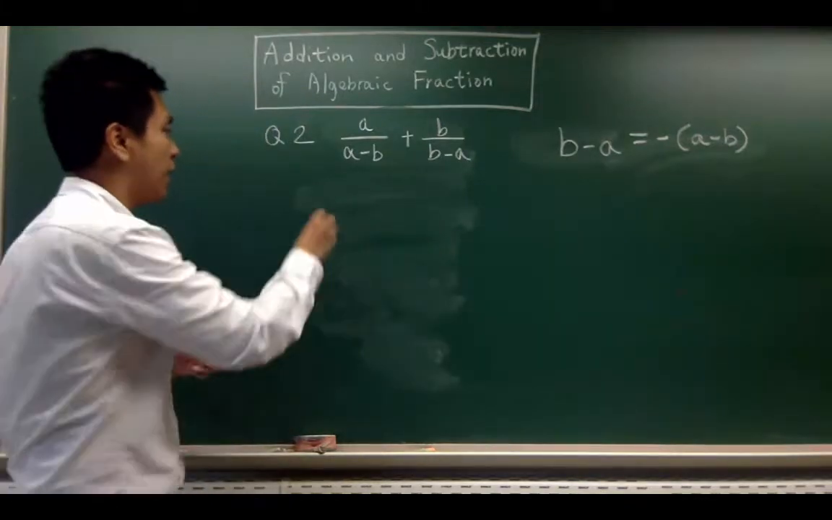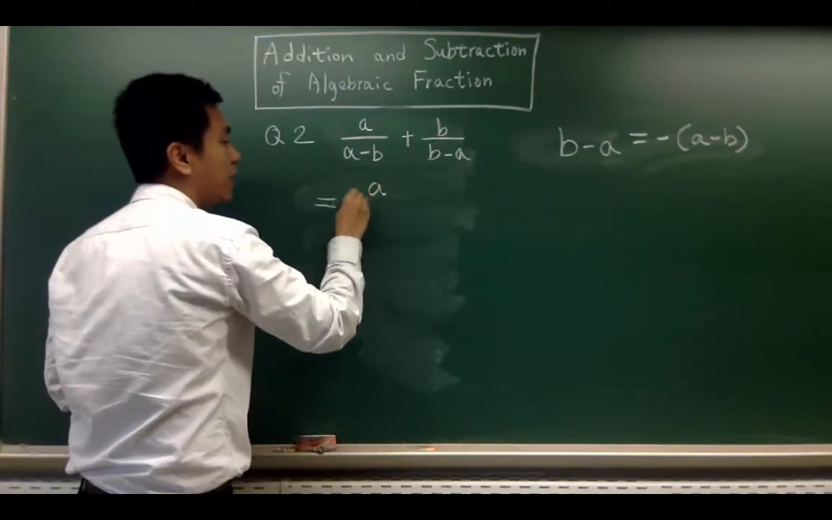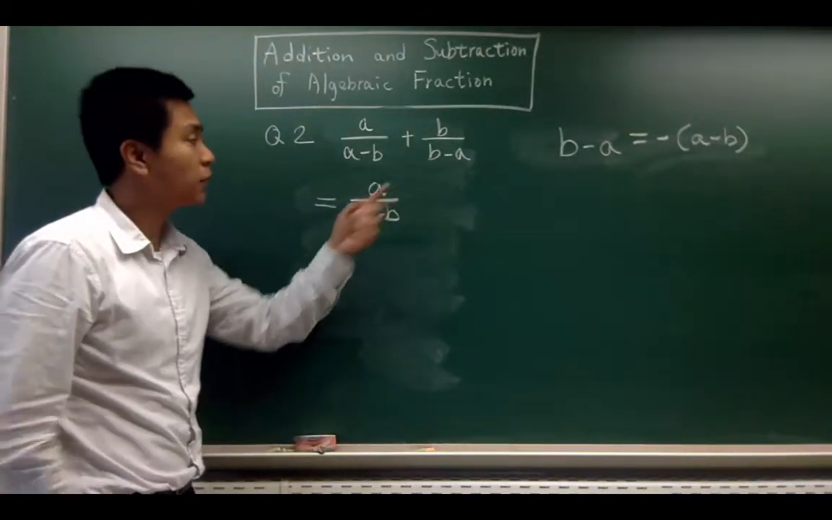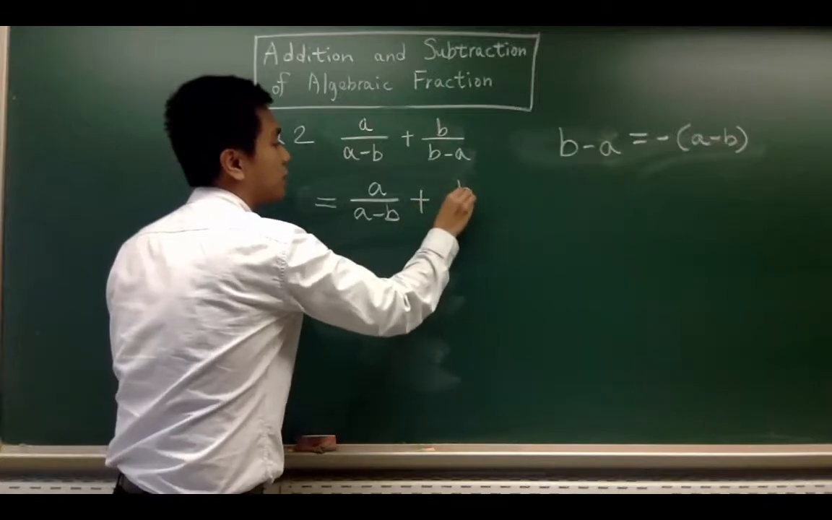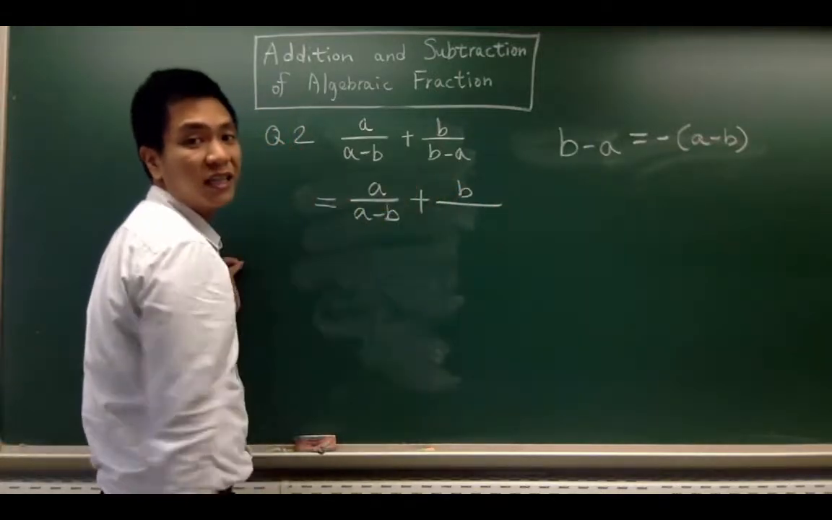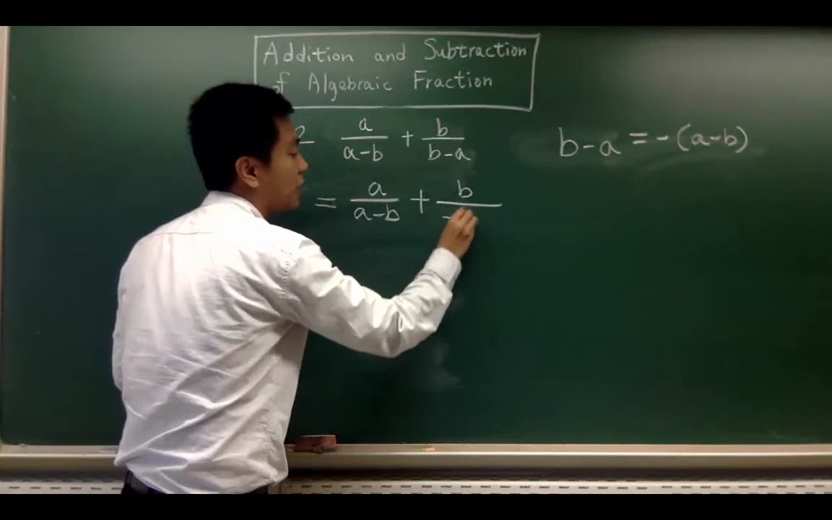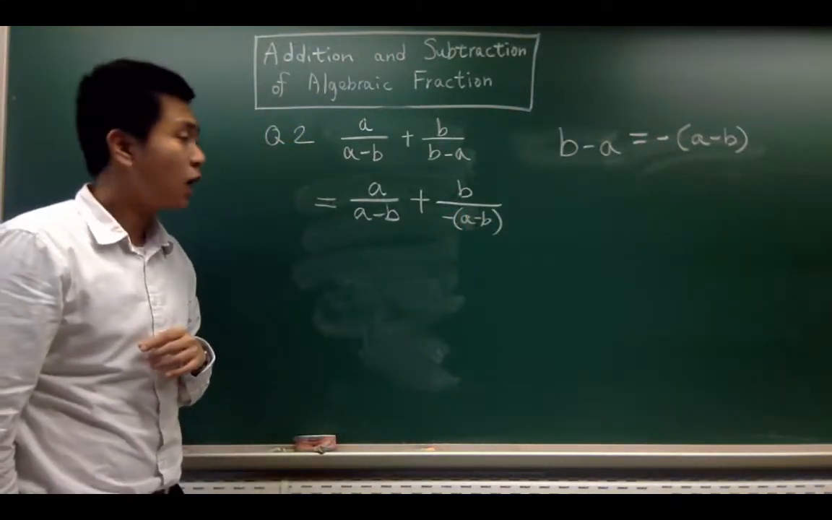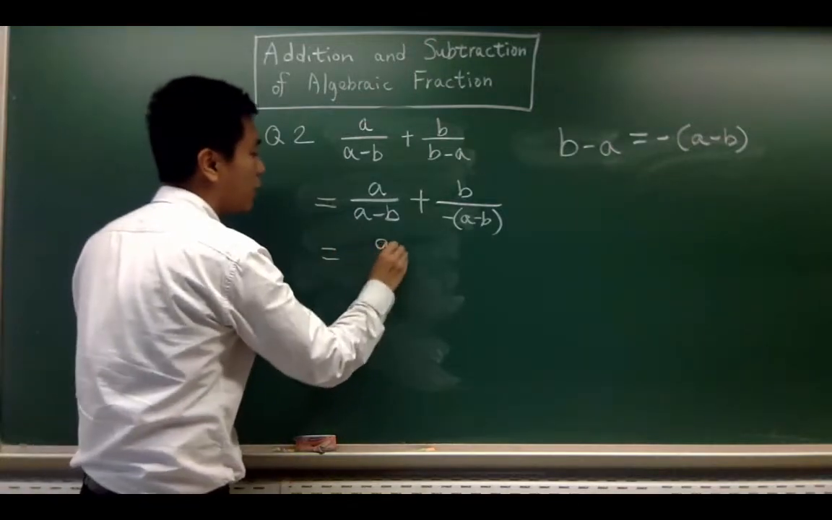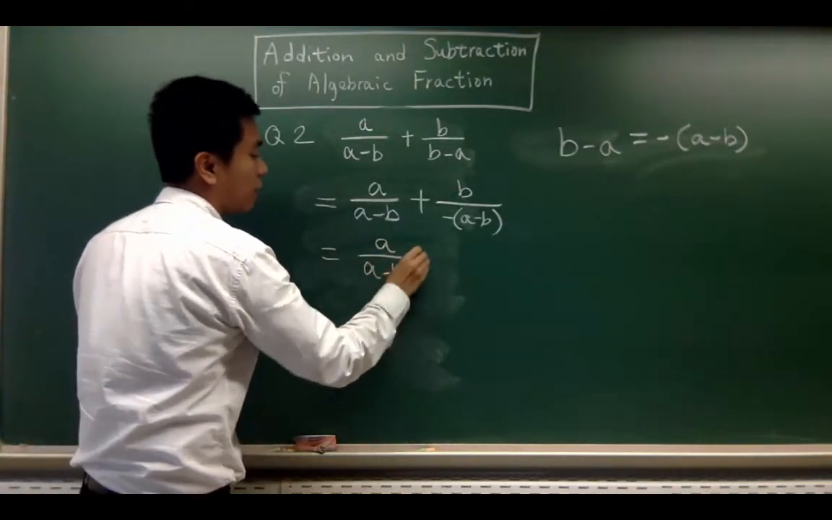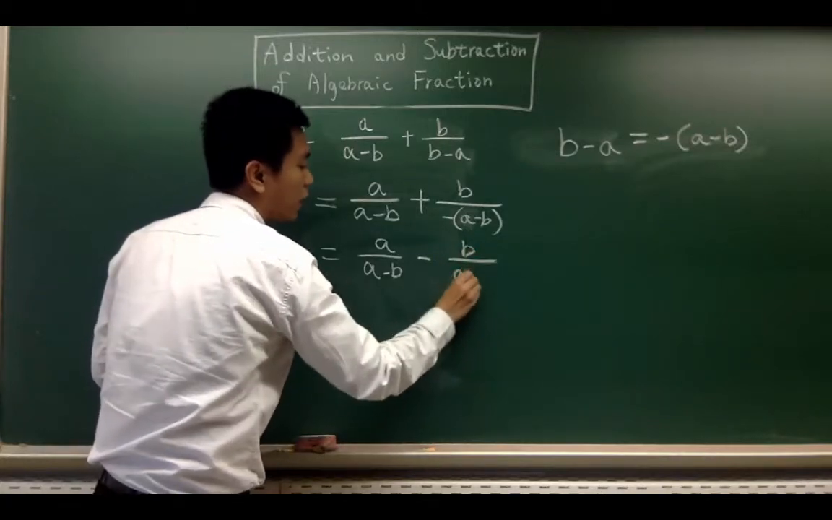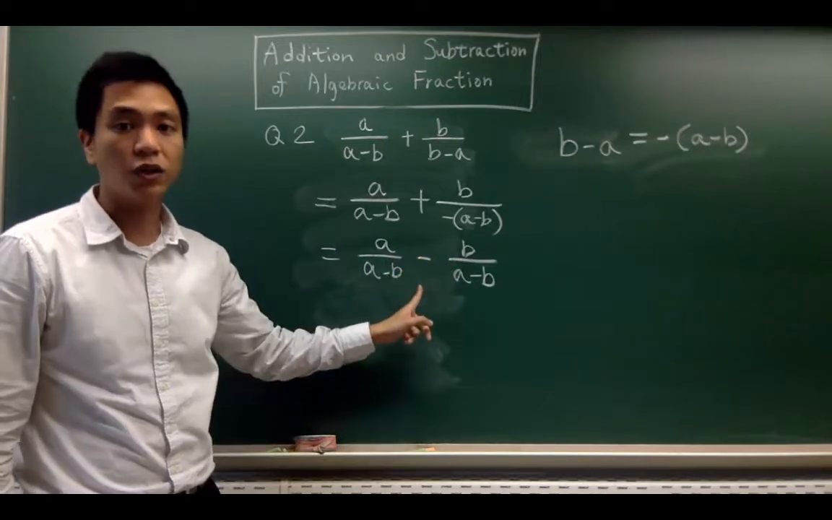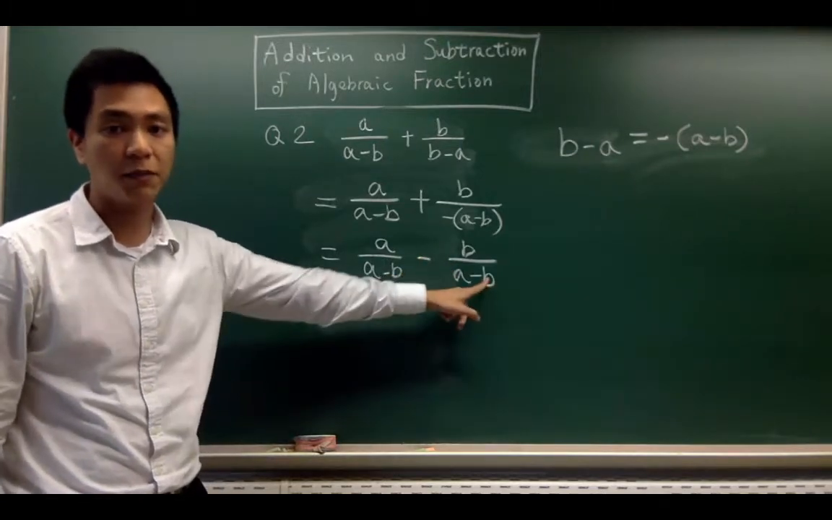For the first step here, we keep the first term the same. That is a over a minus b. But the next term, you can think of it as plus b, and we change the denominator to become negative of bracket a minus b. So all in all, because this is a negative sign, we change it to minus b over a minus b.